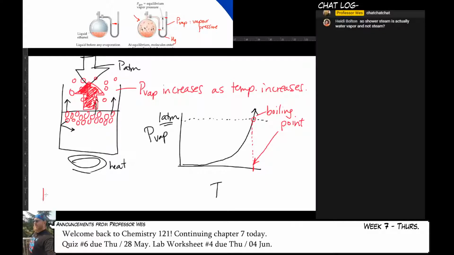So the takeaway here is that liquids boil when the vapor pressure equals atmospheric pressure. And so that's why we differentiated between boiling earlier and evaporation. Because evaporation happens all the time. It can happen at any temperature you want. But boiling is very specific. It only occurs at a specific temperature when the vapor pressure equals the atmospheric pressure. So that's the formal science definition of boiling.